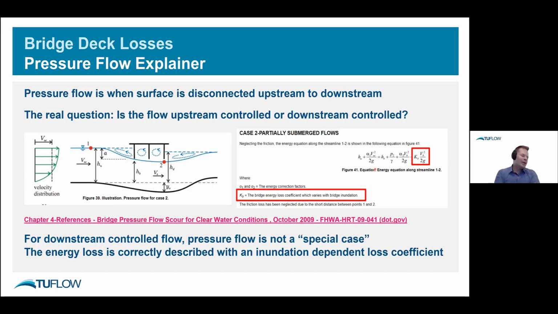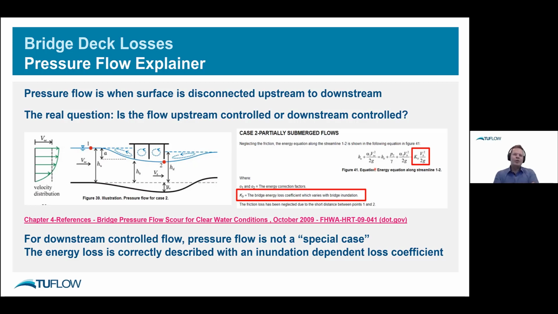Some of you might be thinking about how does pressure flow fit into all of this? Pressure flow is when the surface upstream and downstream of a structure is broken. It's disconnected by the structure. So the structure is in the way between the surface upstream and downstream. I think really the real question that you should be asking is, is the flow upstream controlled or downstream controlled?